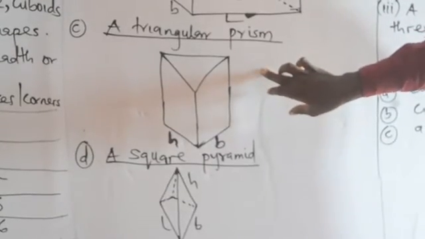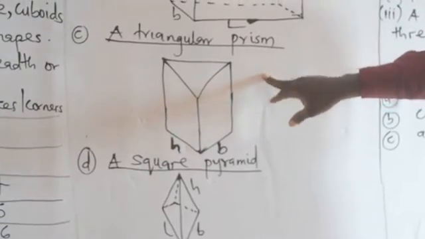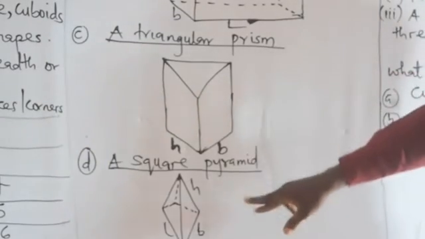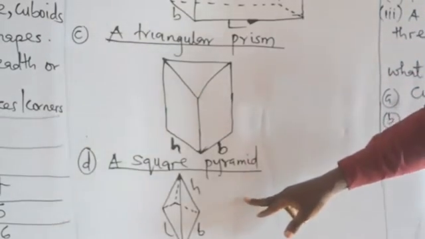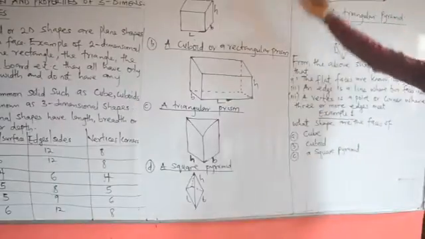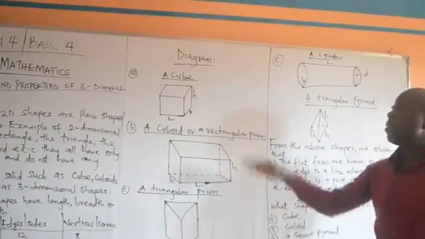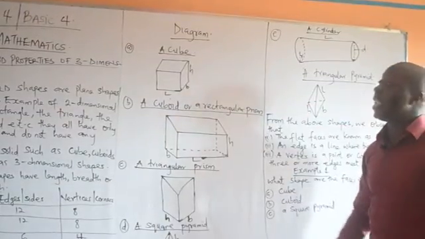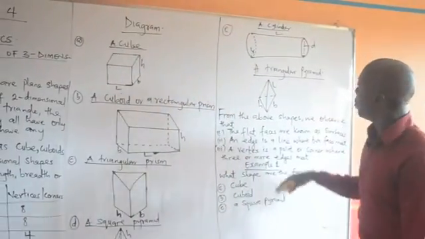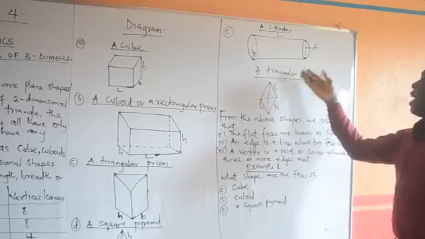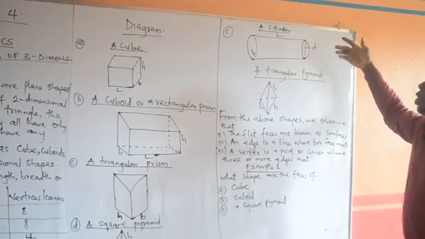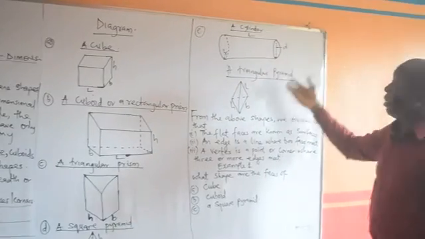We also have a triangular prism. This is the diagram of a triangular prism. And we also have a diagram of a square pyramid and a cylinder. These are some of the solid shapes, some of the diagrams of three-dimensional shapes. A triangular pyramid is also a three-dimensional shape.